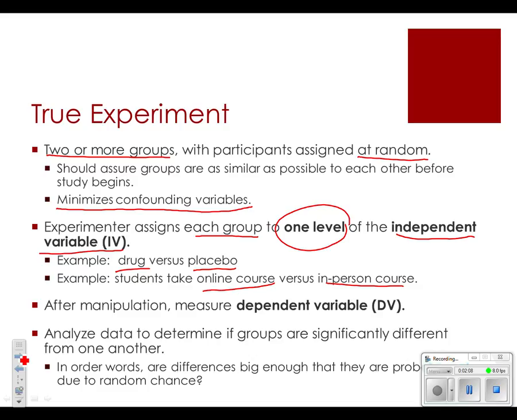So after you do the manipulation, you measure your dependent variable. Our dependent variable in our lab study was memory, operationally defined as number of words remembered from the list. In another study, you could be measuring activity levels, sleep levels, scores on a math test, scores on some other test, anything that you are measuring.